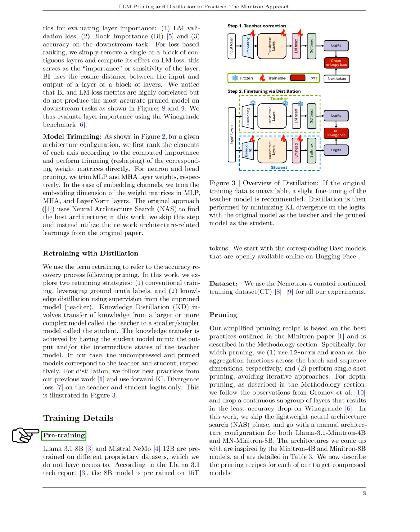For width pruning, we apply L2 norm and mean as aggregation functions and perform single-shot pruning instead of iterative methods. For depth pruning, we drop a continuous group of layers that minimally impacts accuracy, based on insights from previous research. We skip the lightweight neural architecture search phase and manually configure the architectures for both LLAMA 3.1-4B and MN-8B, drawing inspiration from the original models.